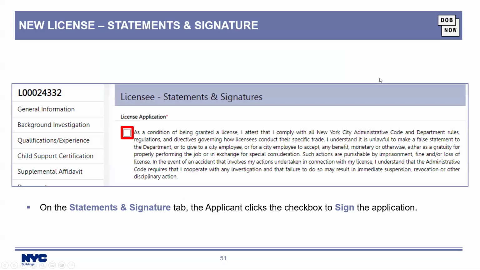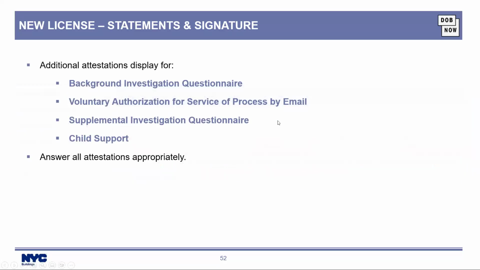The last tab is the Statements and Signature tab. There is a checkbox to sign the license application. You must check that. It's a display for the background investigation questionnaire and so on and so forth. Answer everything that shows up appropriately. So let me show this to you in the system.